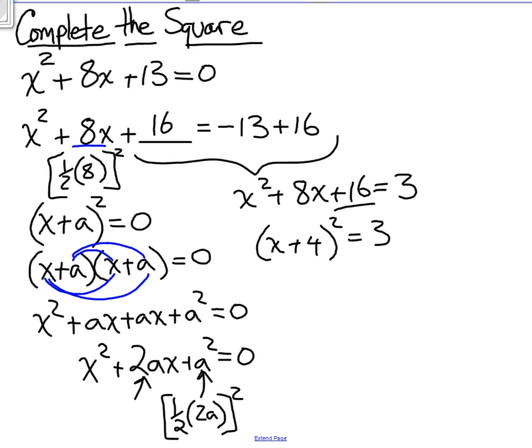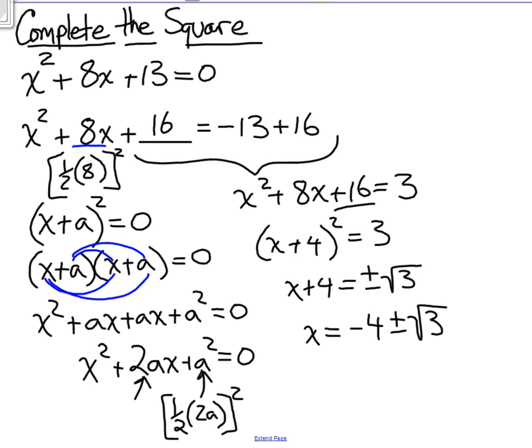The beauty of this is, if it's written in this form, if we take the square root of both sides, we know that this can be plus or minus the square root of 3. Now if we subtract 4 from both sides or add negative 4, this is negative 4 plus or minus the square root of 3. What does that tell us?